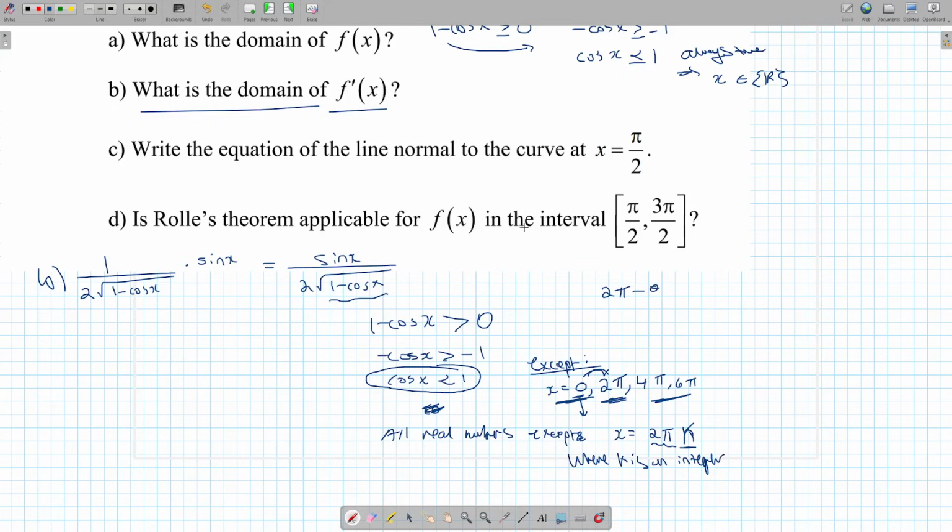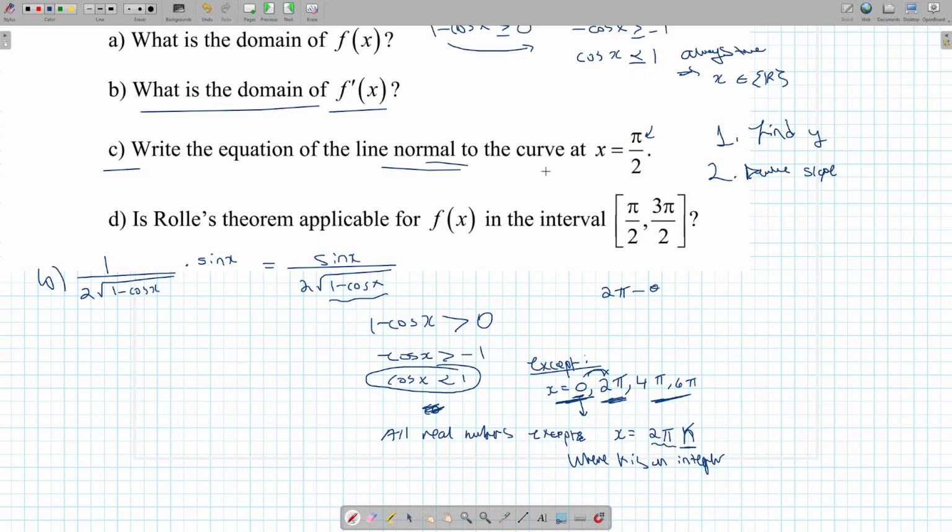Okay, cool. Part C, write the equation of the normal at pi over 2. How do we find the equation of the normal? Step 1, always find your y, because you need a complete point if you want to find a line. Step 2 is derive and find the slope. How do you do that? You derive and plug this in.